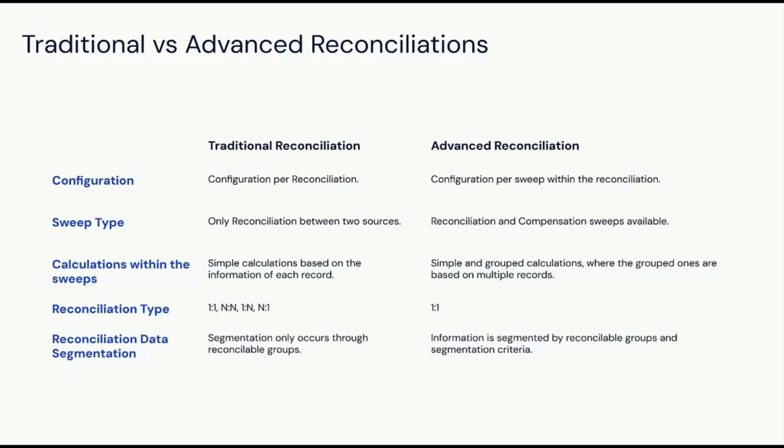Type of matching: in the current reconciliations, we have one-to-one, many-to-many, many-to-one, and one-to-many matching types. Meanwhile, the new configuration follows a one-to-one approach. A record can be reconciled only once against another, even if it's grouped. If it is grouped, multiple records reconcile against one, but this is because the aggregation of those records meets the matching criteria with respect to the other.